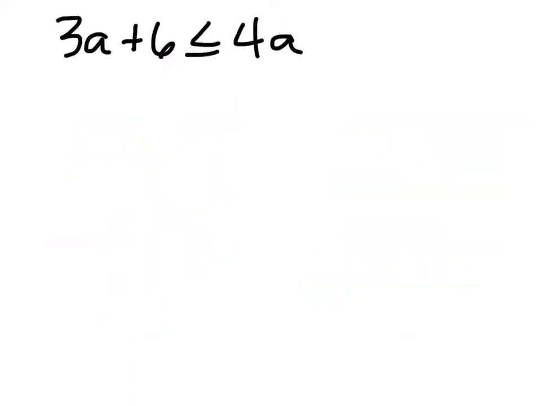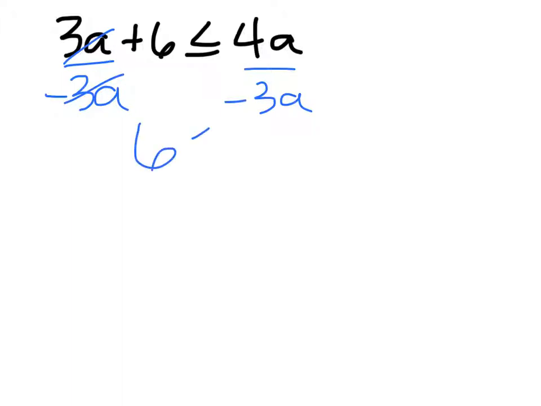And my last example, 3a plus 6 is less than or equal to 4a. So I have a's over here and a's over here, so I need to get rid of them on one side. I'm going to choose that smaller one and do minus 3a, minus 3a. Those cancel. 6 is less than or equal to 1a, but that's the same as a.